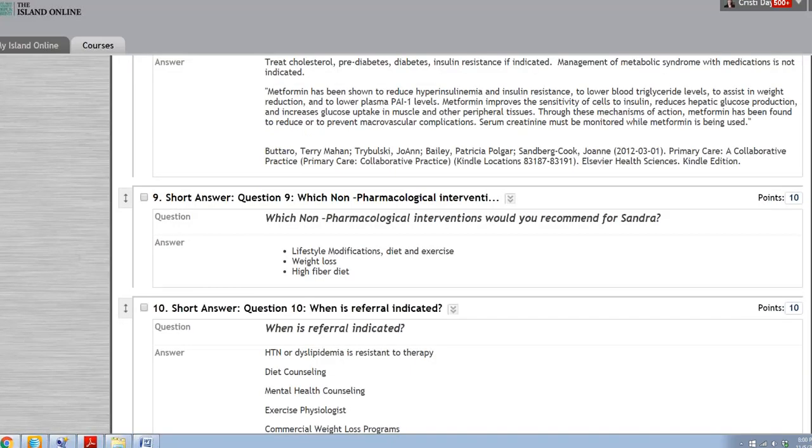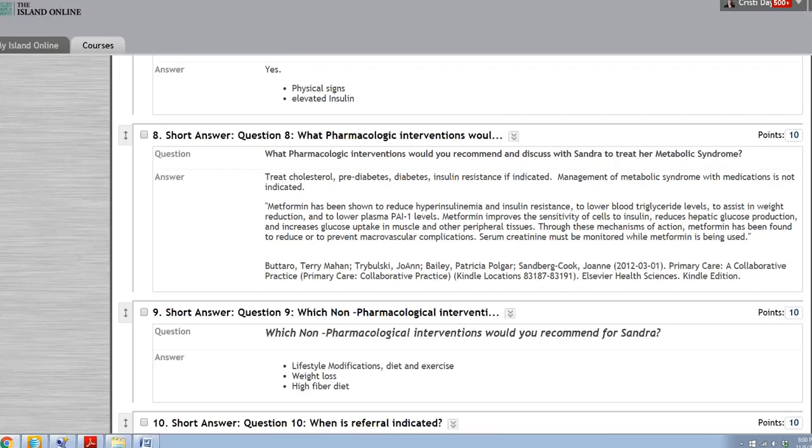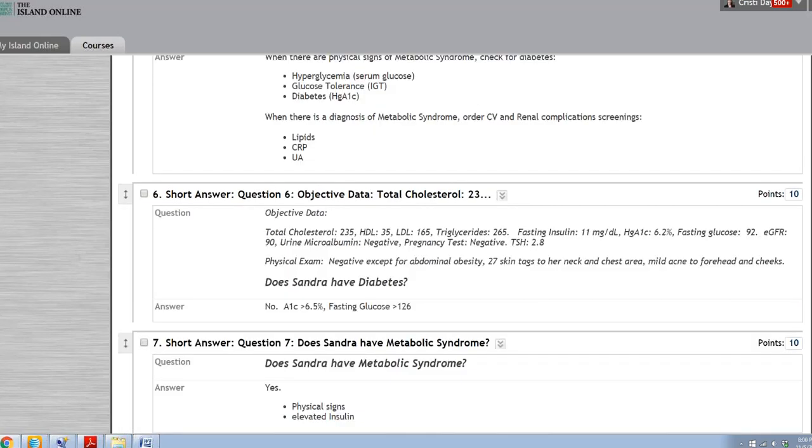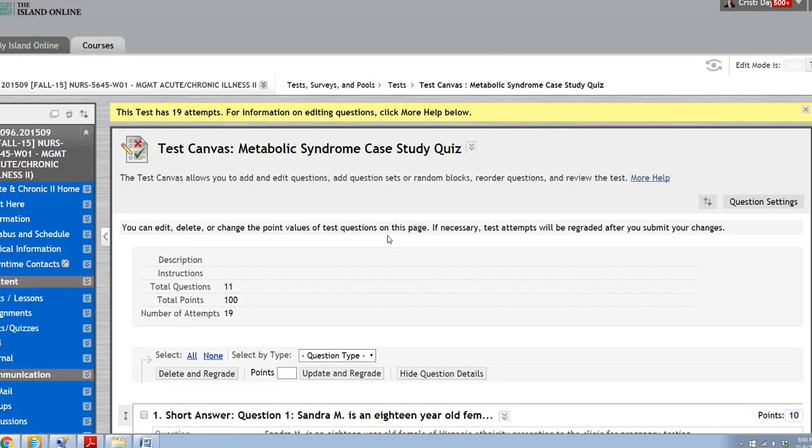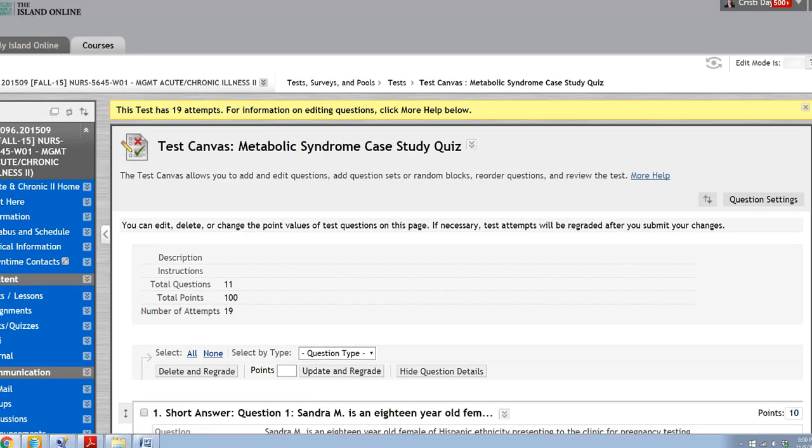And don't assume that somebody that's overweight and has acanthosis nigricans also has PCOS. Don't get them all intertwined. Just be sure and be careful on the question that you're actually answering.